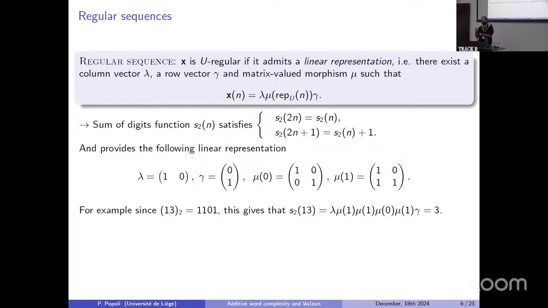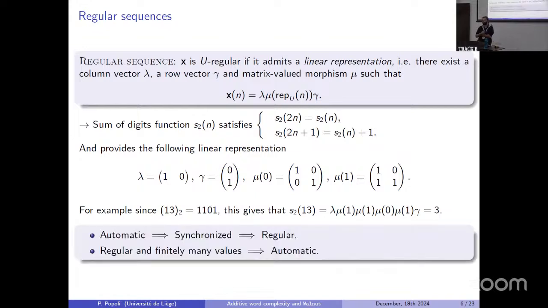So this is another generalization of automatic sequences because we have the following theorem. Automatic implies synchronized, which implies regular, but regular with finitely many values implies automatic.